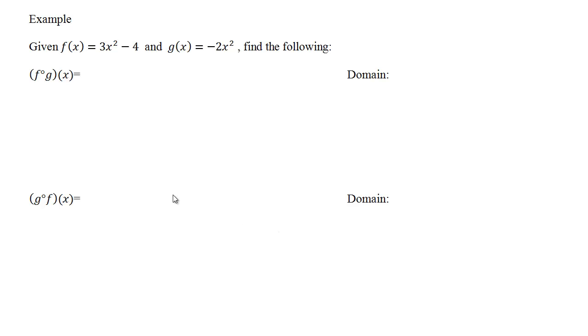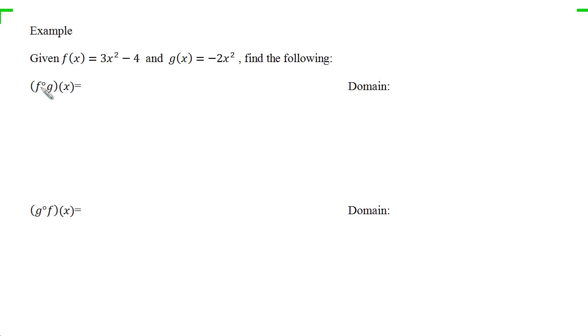So if you look at this first example, I have f of x is 3x squared minus 4, and g of x is negative 2x squared, and they ask me to find the following. Now this notation here, this large circle, is not a multiplication. Sometimes it gets confused. It's f of g of x, or f composition g of x. So what we're really doing is taking g of x and substituting it in for f of x. So in this case, I'm going to take g of x, which is this, and replace it into f of x, which is this.